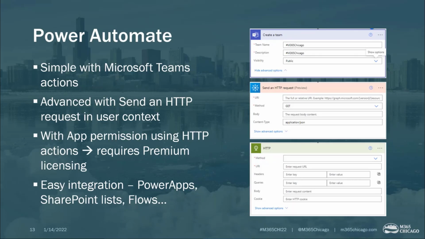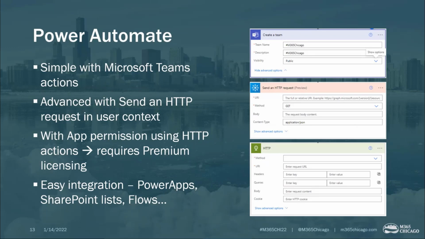And of course, going forward, using app permissions and using HTTP actions, you can get a more advanced solution, not requiring a user to actually create a team. Because the problem is that if you are using the middle one, you're creating a team and that specific account which runs the flow is actually added as a team owner. So you need to take care of the removing part of that. Of course, when you are using the HTTP action, the bottom one, you need to have a premium license for that.